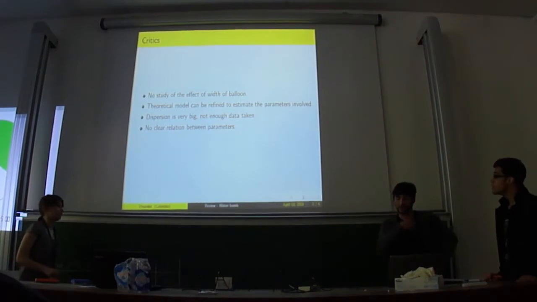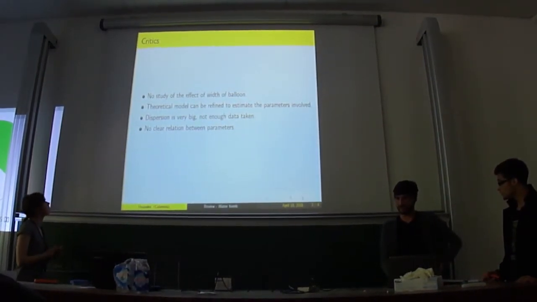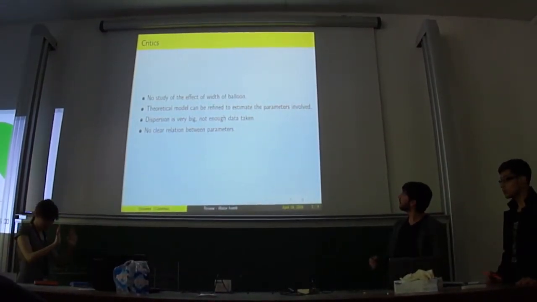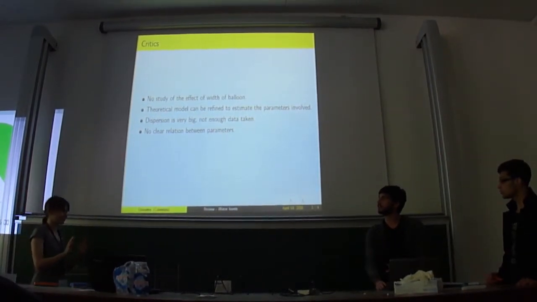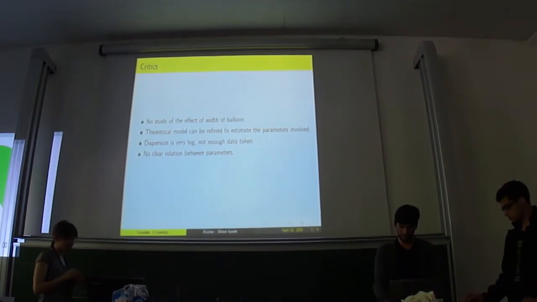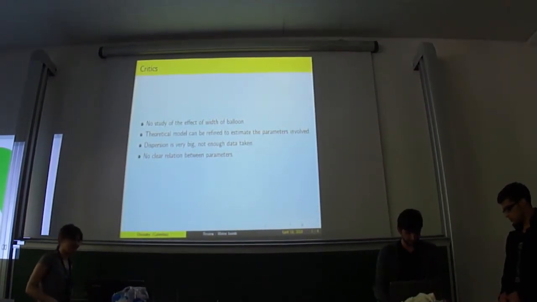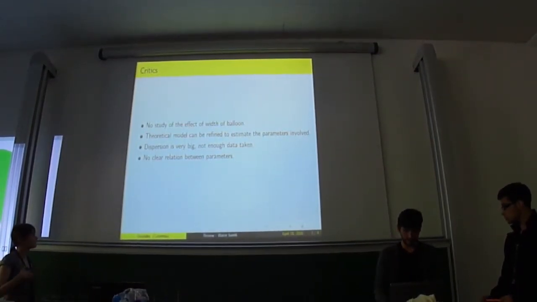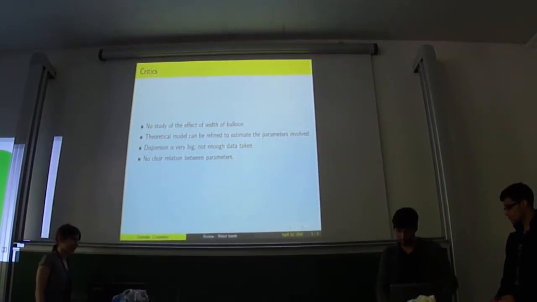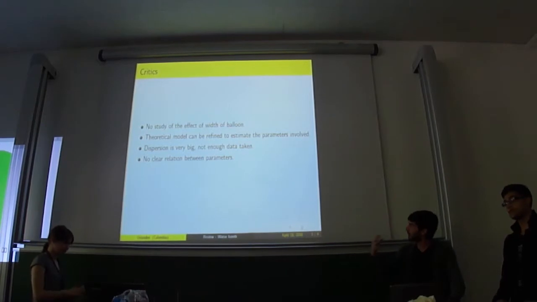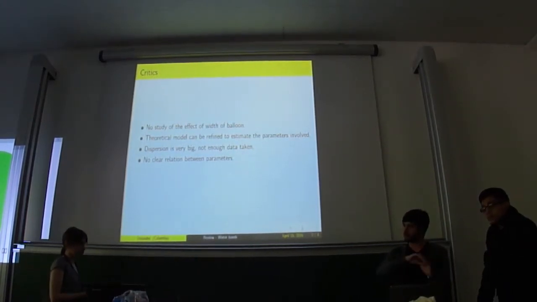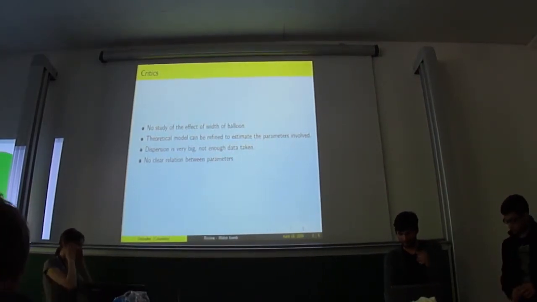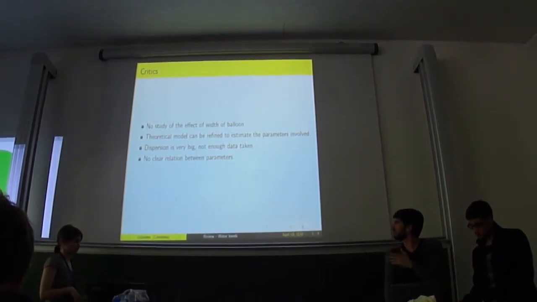Also, from what we saw in our experiments, the dispersion in these kinds of experiments is very big. However, we didn't see too much data for that, so that's another thing that we would like to discuss. And in your theoretical model, to our thinking, there is no clear relationship between the parameters that you were studying and the expected result. You just showed the graphics, but never something like a power law or something. What does it fit to?